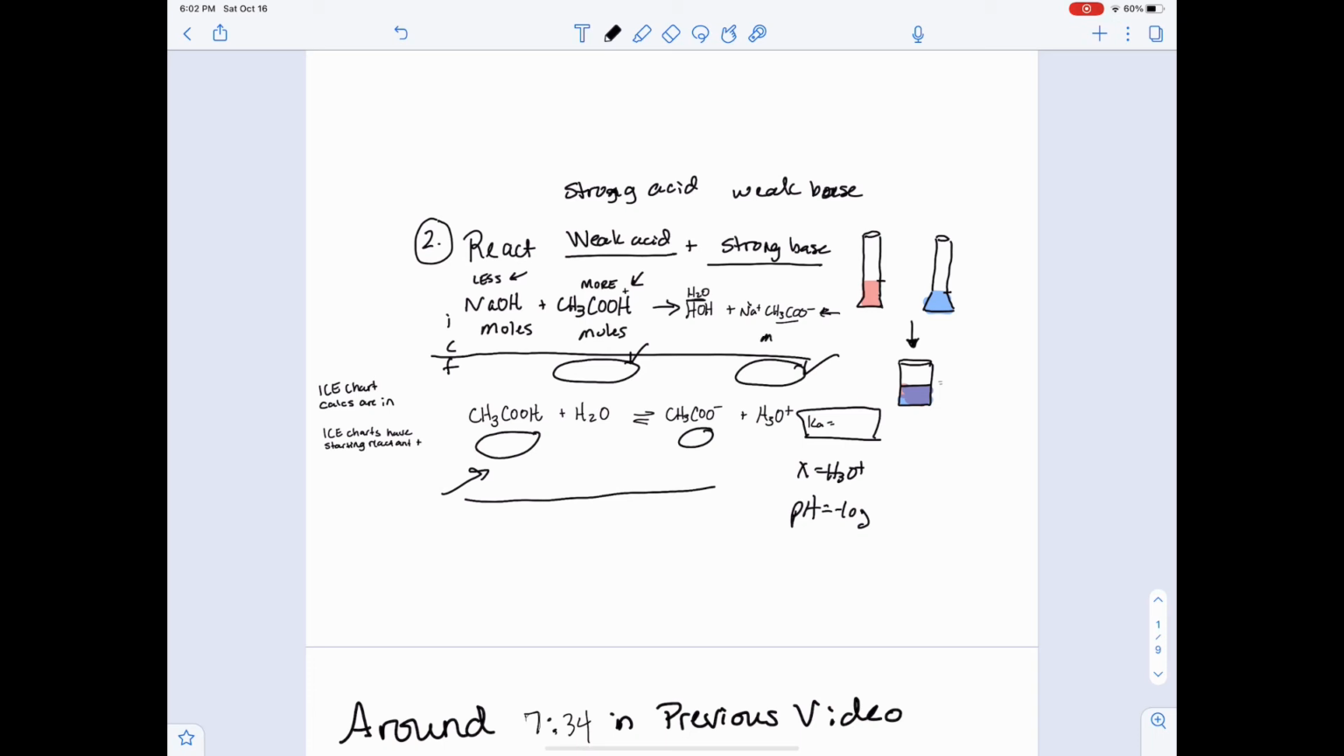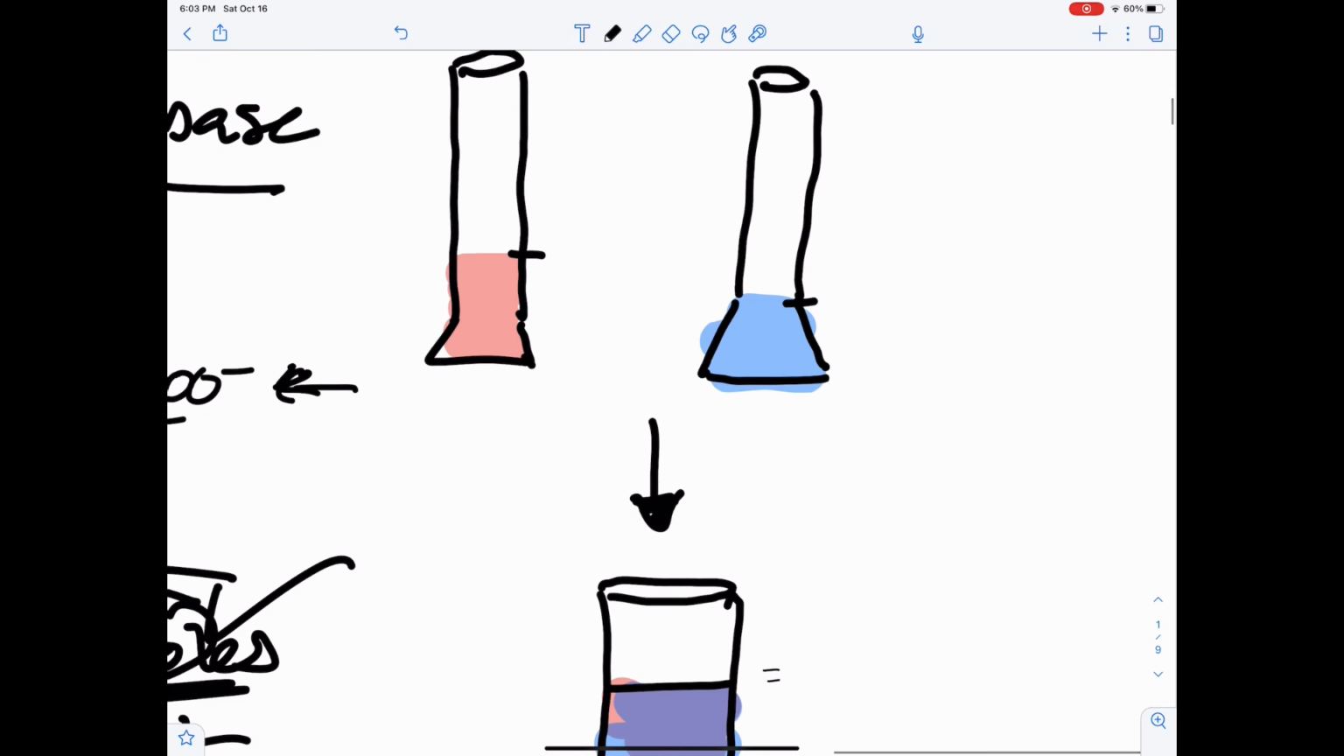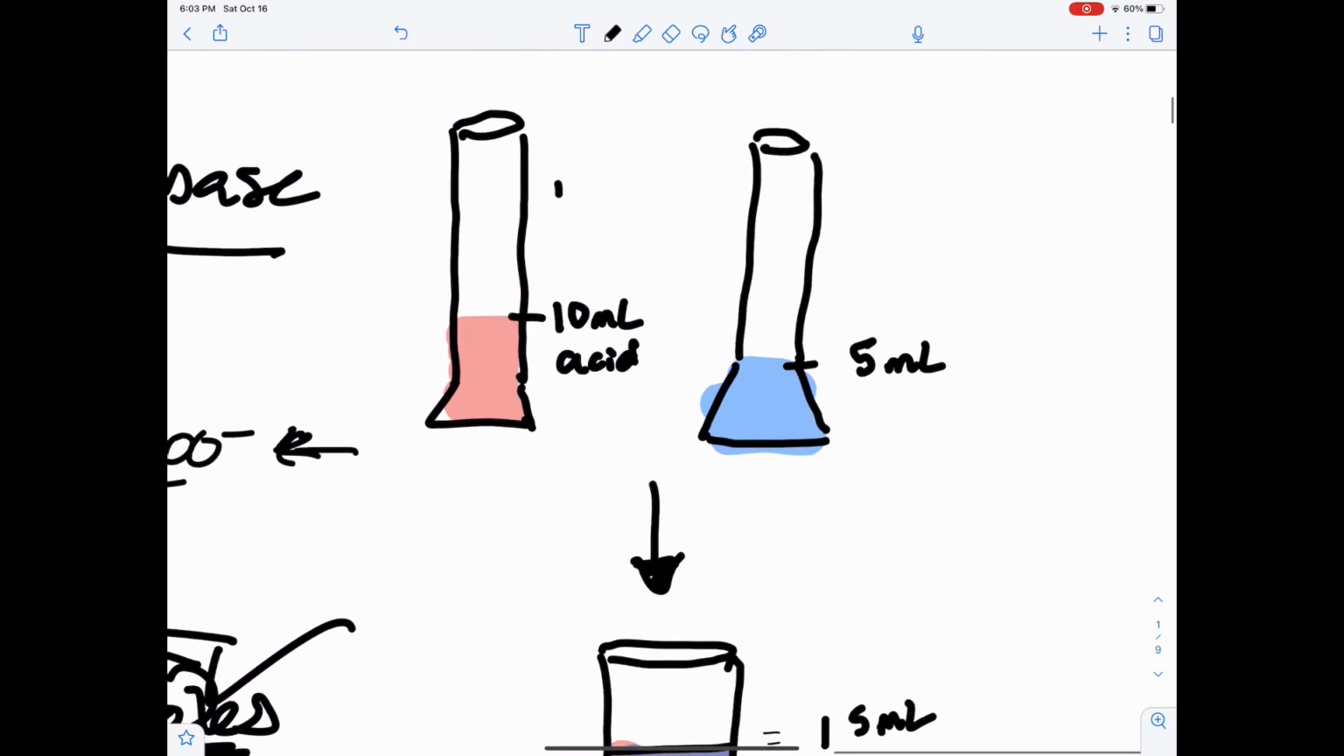I do want to point out that the ICF chart is always solved in moles. But remember, to do your ice chart, you need to have that in molarity. So moles versus molarity: you're going to have to divide by the total liters to get to molarity. So what if we had this? Let's say the pink is the acid, 10 milliliters of the pink thing, and then we had 5 milliliters of the blue thing. Let's say that's your base. Well, when you mix them together, you're going to have a new volume. Your new volume is now going to be 15. So your moles have more liquid to swim around in.